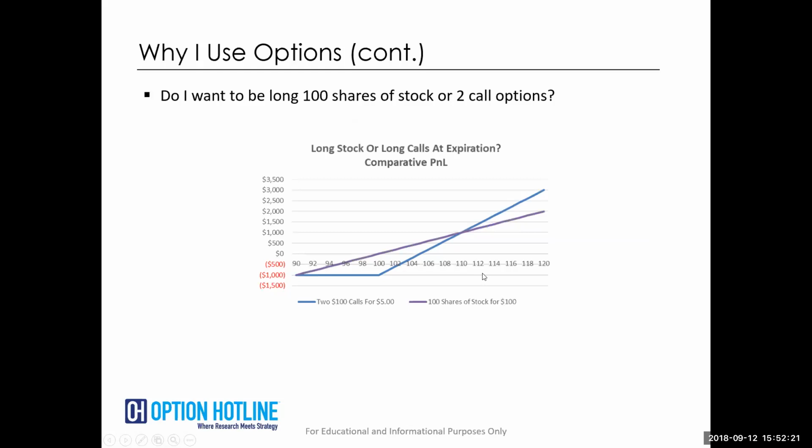Which one would I rather have? 100 shares or 2 calls that represent 200 shares total, but need to see a bigger rally to be worth more, right? So if we get to $110, those calls are each worth $10. I've made a profit of $500 per call, $1,000 total, the exact same return as a stock position. Anything under 110, I make less. But if I hit my price target of 120, I make 50% more. Instead of making $2,000, I make $3,000.